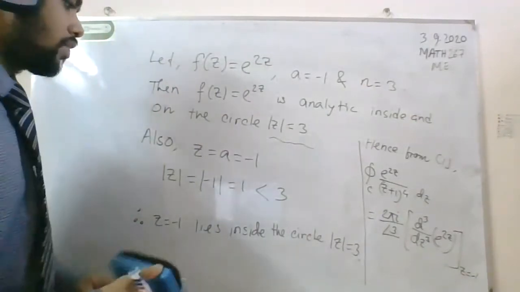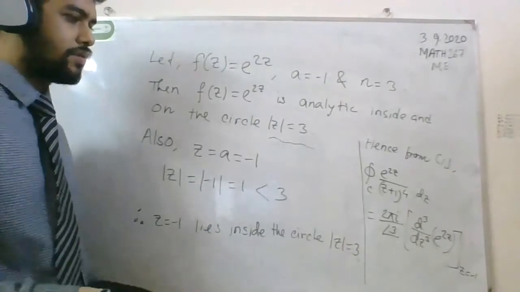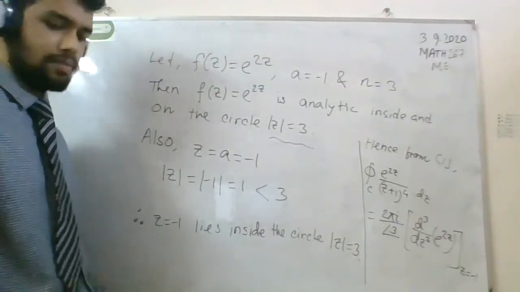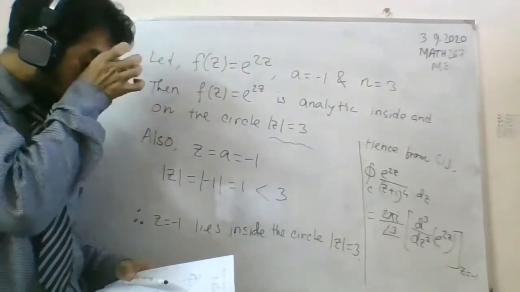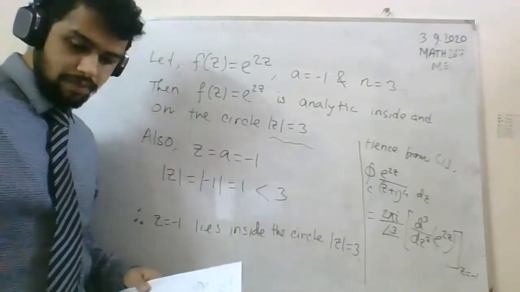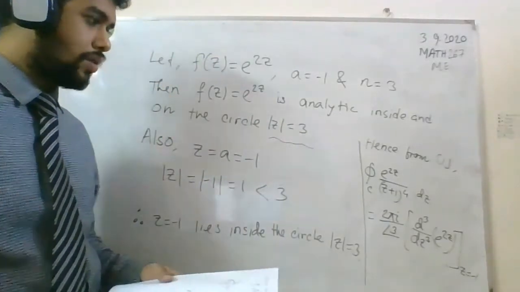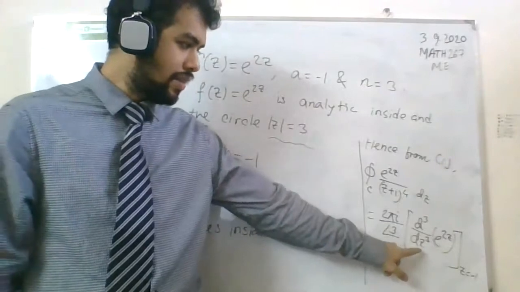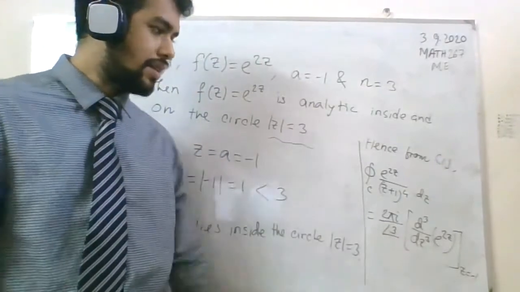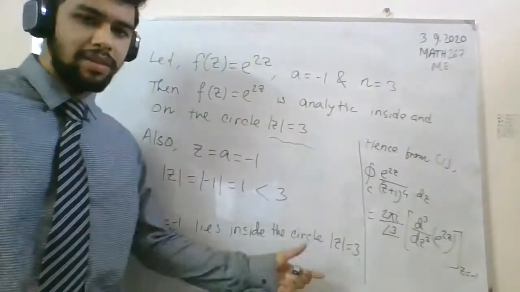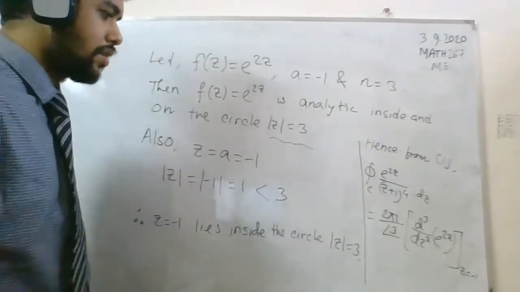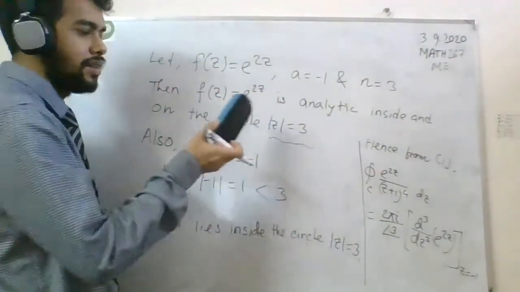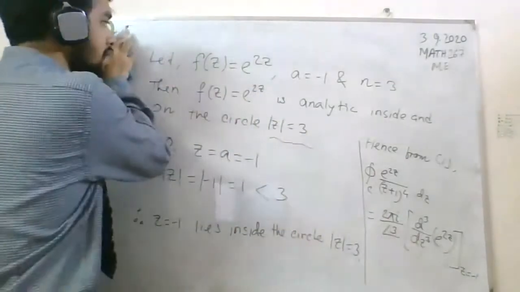Now, what we have to do from here, anyone? You have to differentiate third order, sir. Yeah, so you have to differentiate e to the power 2z with respect to z 3 times. Okay? That means we have to do third order differentiation, differentiate 3 times. So then you have to put the limit where z equals minus 1, then you can find out the result.